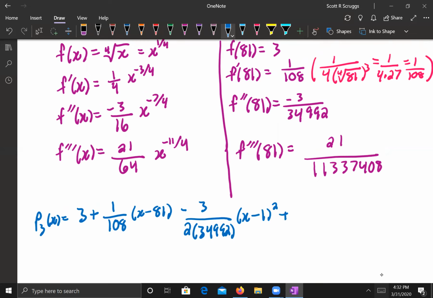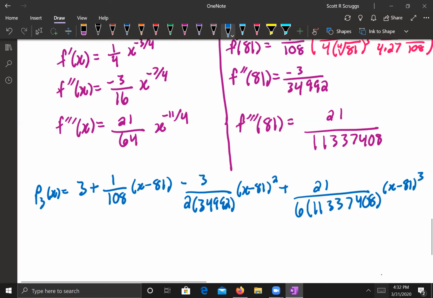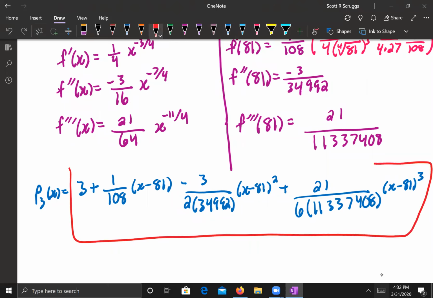plus the third derivative at 81, 21 over this whole nasty number multiplied by 3 factorial, which is 6, times x minus 81 cubed. And like I said, you could simplify it and make it look neater. But this is already nasty as is. So I say simplifying is for suckers in this case.